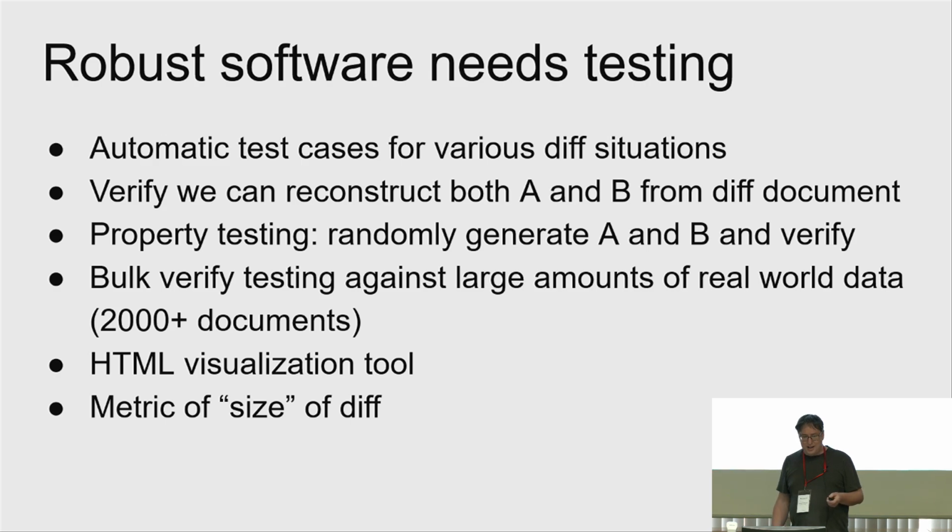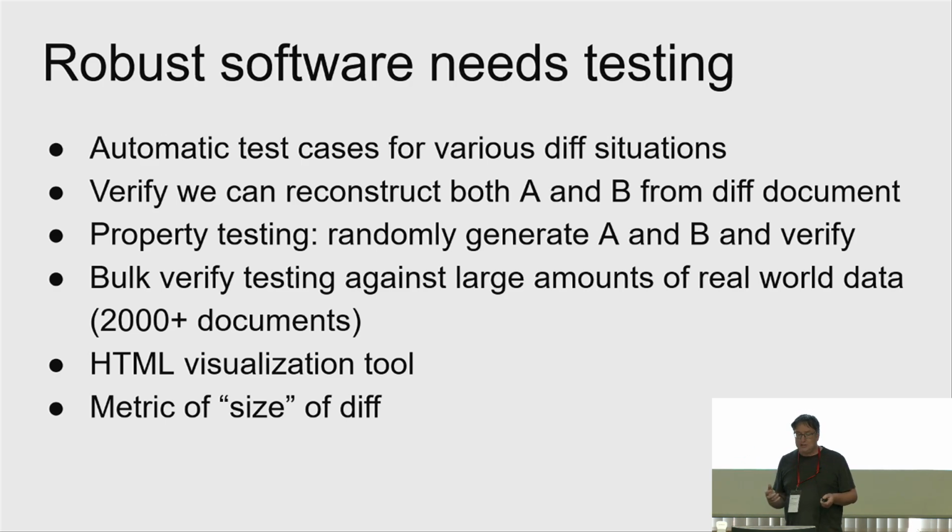And then, I'm getting near the end. Robust software, you need to test it. So I started out by writing automatic test cases for various diff scenarios that we knew were interesting or problematic. A general system to verify that when we have a diff document, we can always construct a semantically equivalent A and B document, again, from that diff document.